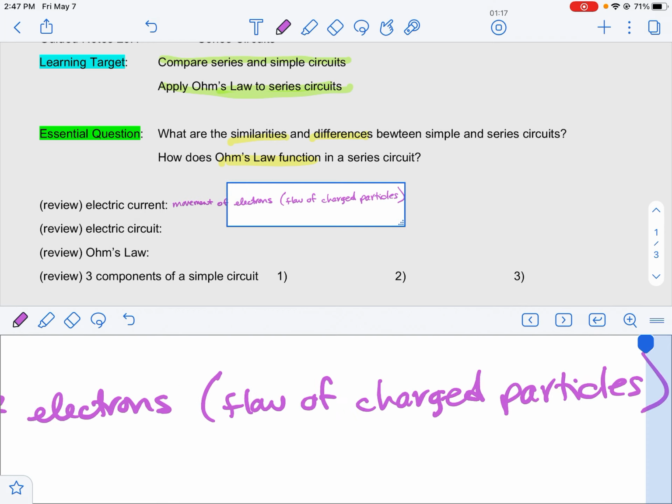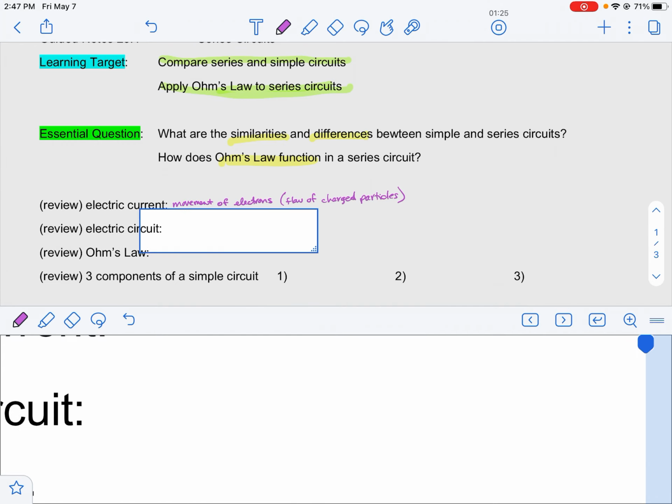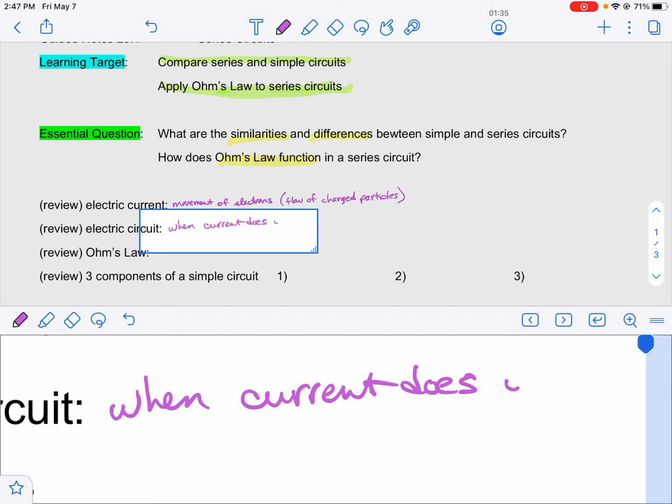All right, so what about an electric circuit then? If the current is the movement of the electrons, the charged particles, what is an electric circuit? So an electric circuit is when the current does work, right? We've talked about that before. It lights up a light, it turns a motor, it makes a fan work, it charges your phone, any of those things. So when that current does work.